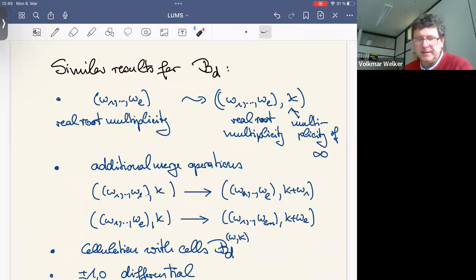For example, we can describe completely the situation of double real roots or no double real roots, where it becomes more complicated, because going to the complement is not just simple Alexander duality, but you have to work with some local coefficients. So that's a bit more complicated.